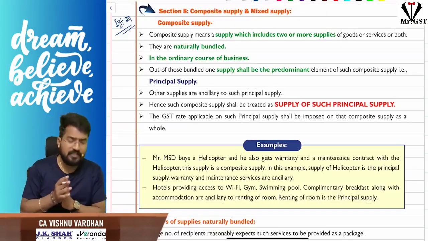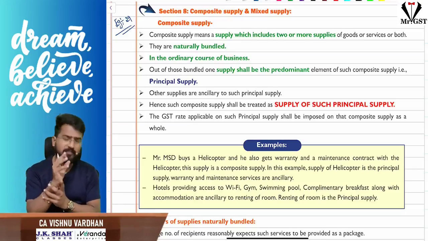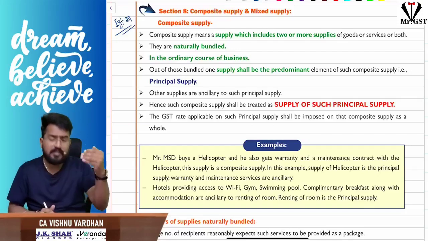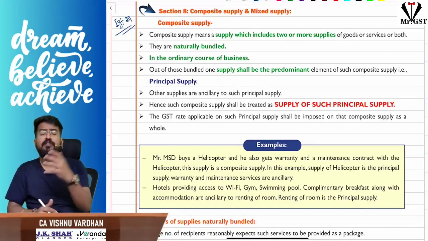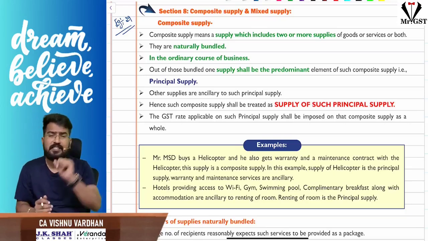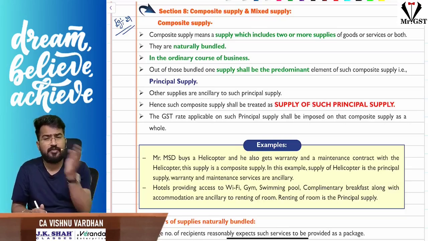Coming to the next one, Section 8, composite supply and mixed supply. It is a simple concept. When do we refer to Section 8? Sir, if for one single price you are getting more than one supply, so bundled supplies are flowing towards you for one single price, then what is the tax treatment? Whether it should be treated as composite supply or mixed supply.